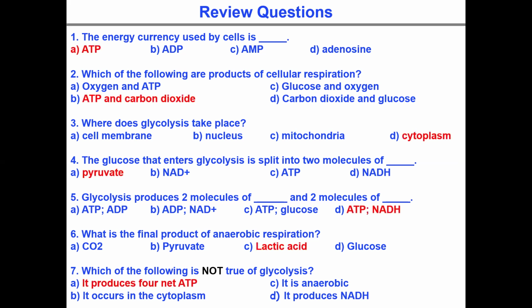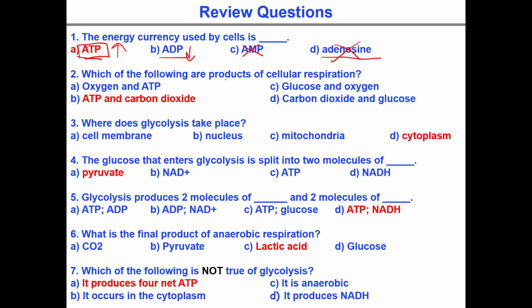All right, welcome back, and this is what you should have gotten. The energy currency used by cells is going to be ATP. Remember, ATP is going to be very energy dense. ADP is going to be very energy inefficient. It's not going to have a lot of energy. AMP is something we did not talk about. And then adenosine is just going to be one portion of ATP. So in this case, ATP is going to be the answer. Again, it's going to be very energy dense.